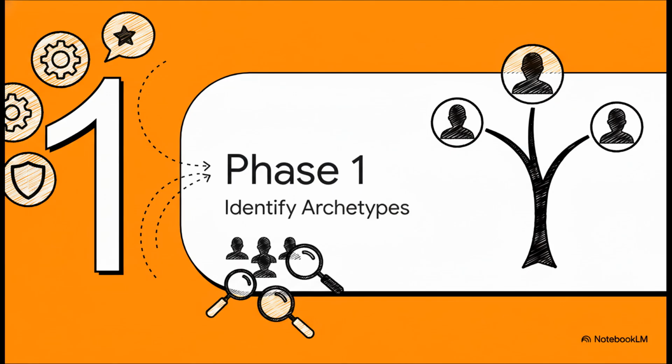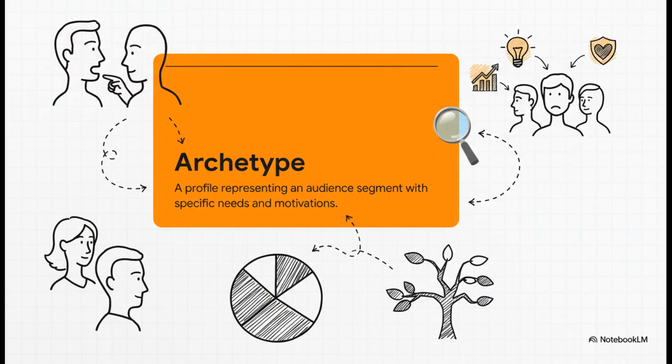All right, phase one is all about identification. Now, this isn't about creating a detailed profile for every single person who follows you. No way. It's about defining the core groups, or what we call archetypes, that make up your audience. So what exactly is an archetype? Well, it's just a representative profile for a key slice of your audience. Each one is driven by a totally unique set of needs and motivations that brought them to your content to begin with.